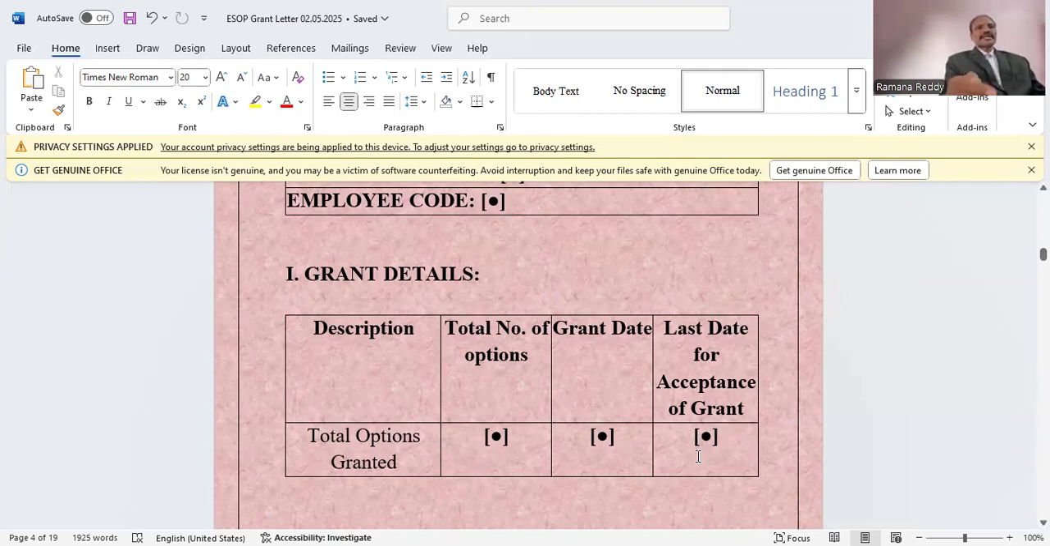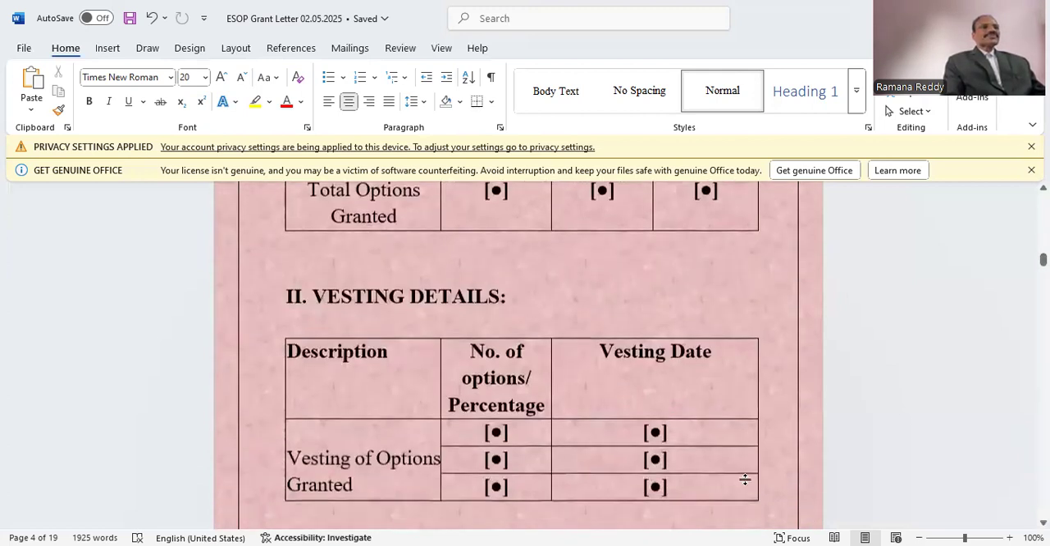In the grant letter itself we are giving this. Within 30 days we are giving the date, on or before this date you have to give your acceptance. So here we mention the date.